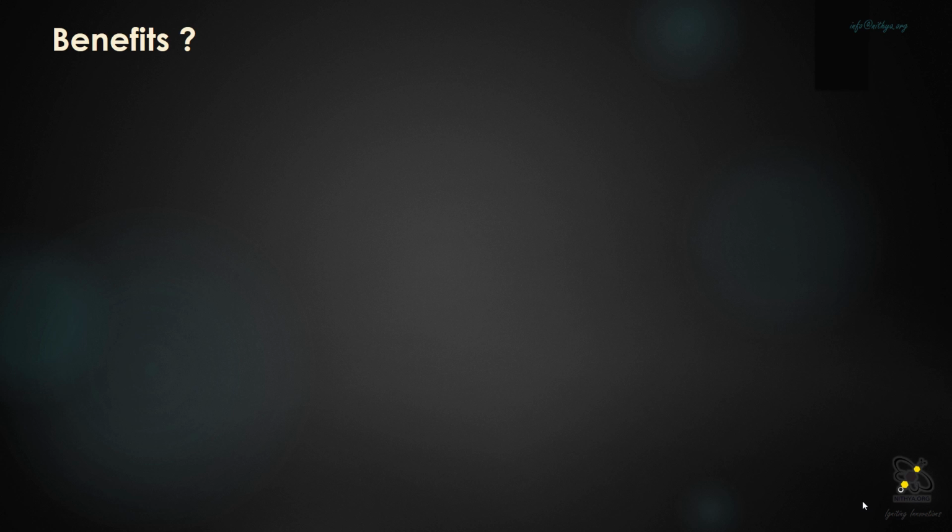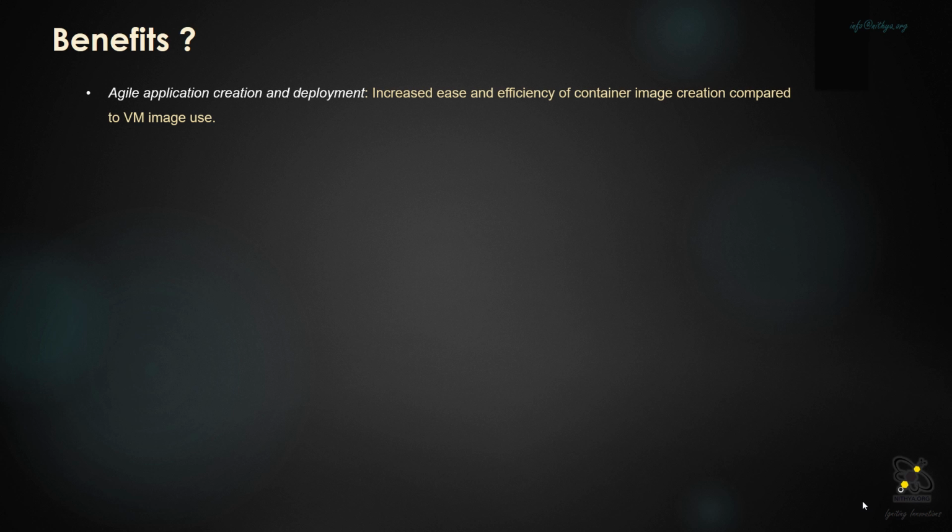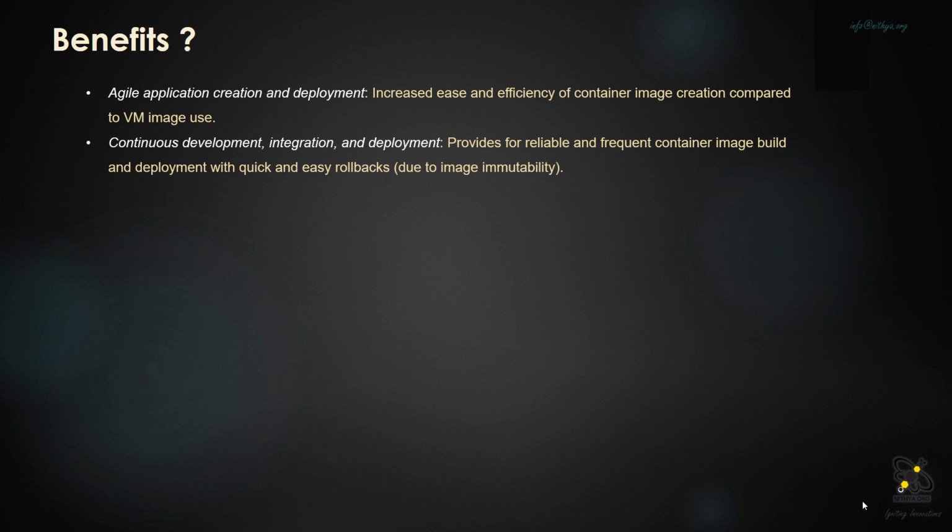What are the benefits which Kubernetes provides? The first benefit is agile application creation and deployment. You can easily create a container image compared to a VM image. And also, it supports easy continuous development and deployment integration because it provides reliable and frequent container image build and deployment with quick and easy rollbacks, because all the images are immutable as in Docker.